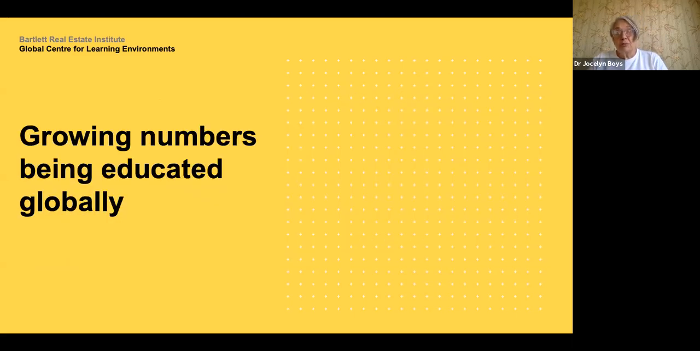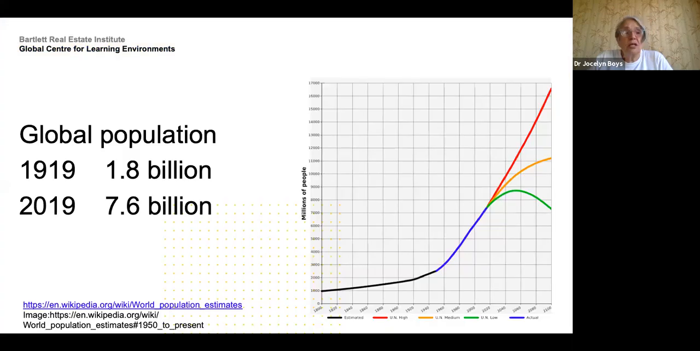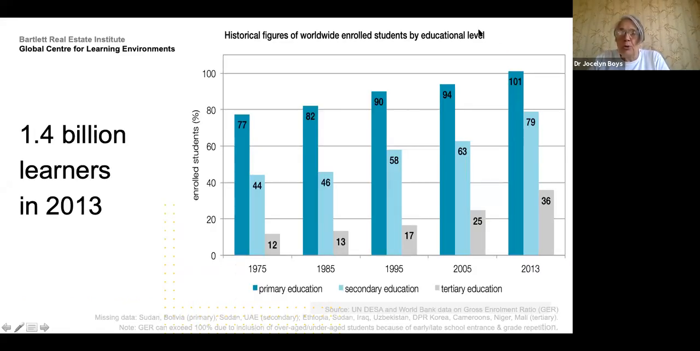So I want to do a little bit of background, because there are some really key issues in thinking about learning and thinking about where developments are likely to happen. What we have, for a start, is growing numbers being educated globally. The global population has increased considerably, and at the same time, the possibilities for learning are changing country by country.